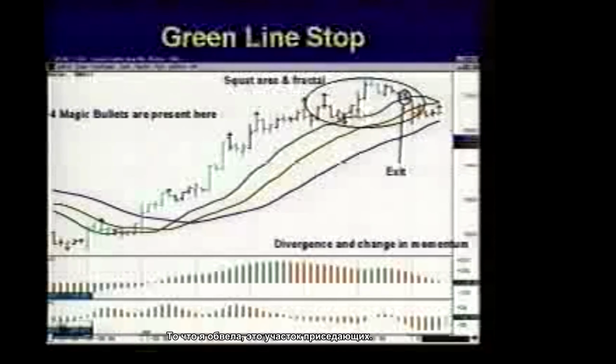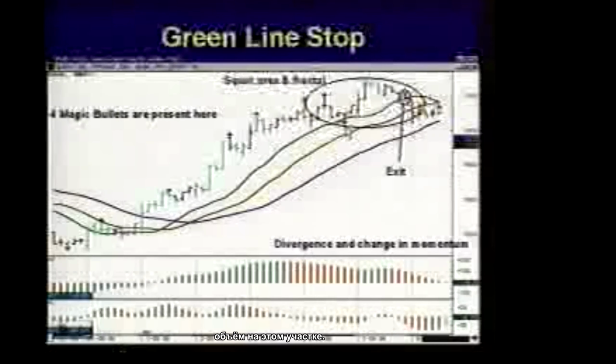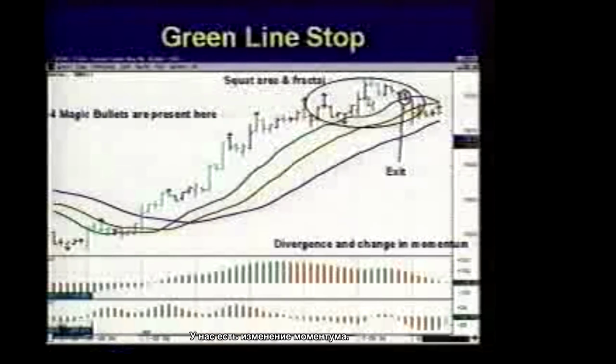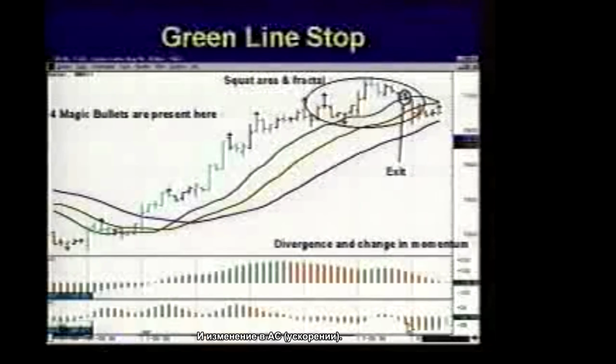Where I have circled, though, you've got a squat area. If you were to pull volume up, you would see the amount of volume in that area. You've got a down fractal, you've got an up fractal, you've had a change in momentum, you have divergence, and a change in acceleration. So with all these things, not signals, but let's say warning signs of the market saying, hey, pay attention, I may be about to turn around.